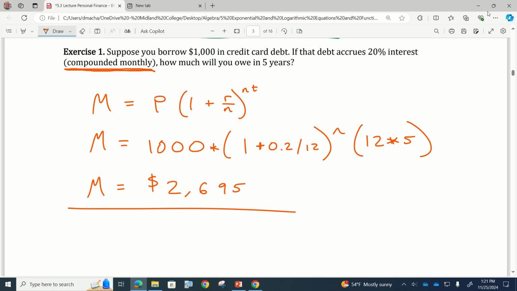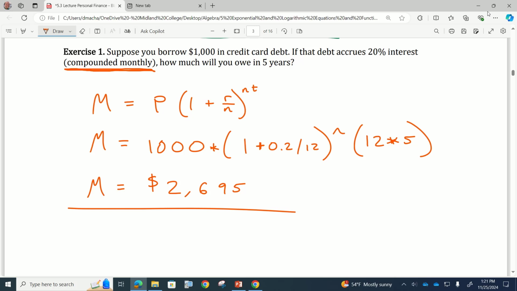So if you buy something for $1,000 with a credit card and you just don't make any payments on it, that's equivalent to taking out a loan with a really crappy interest rate. If it's an investment, you're investing your money, you want the highest interest rate possible, but if you are taking out debt, then you actually want the lowest interest rate possible. And this is a very realistic number.